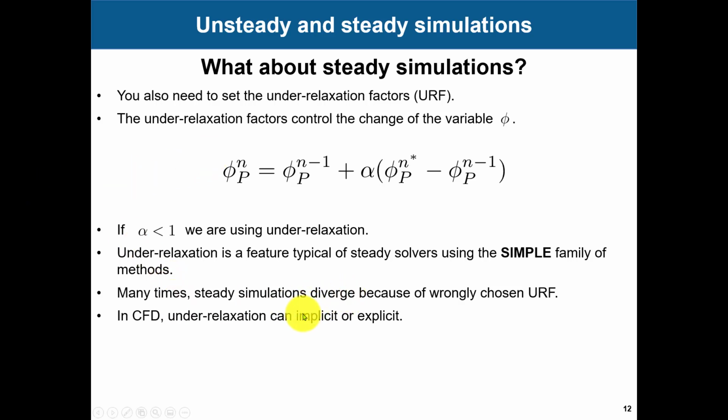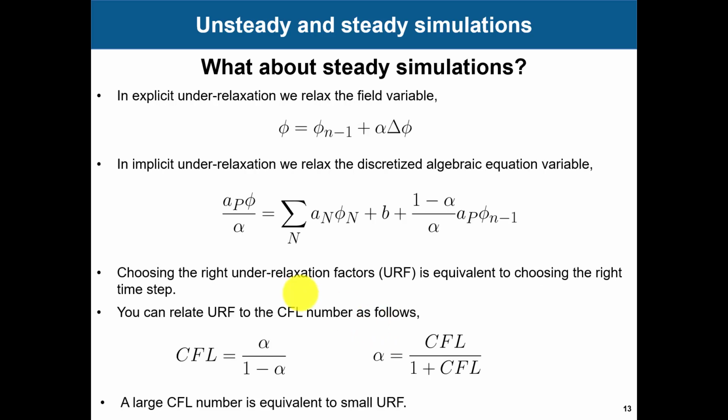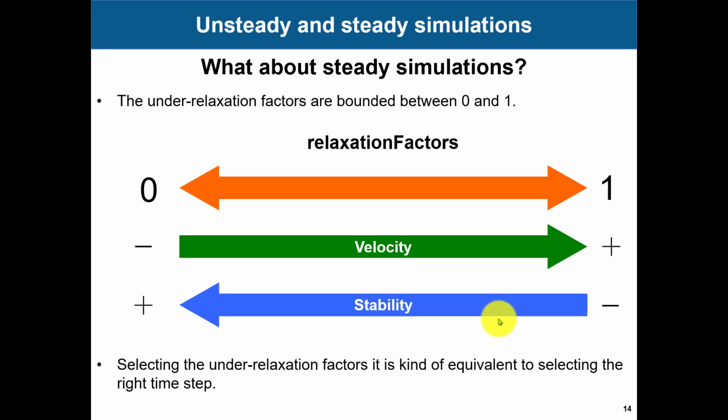The under-relaxation can be implicit or explicit. I won't go into details, and even in Fluent, you need to know that you will set those numbers. There is no problem, but have in mind that you have two types, explicit and implicit. You can see the under-relaxation as kind of the reciprocal of the CFL number. Okay, so this is the idea of this under-relaxation.